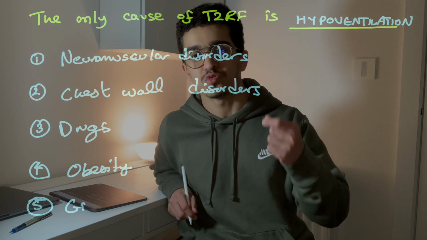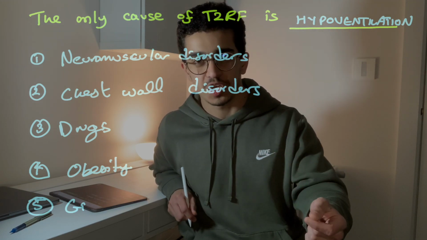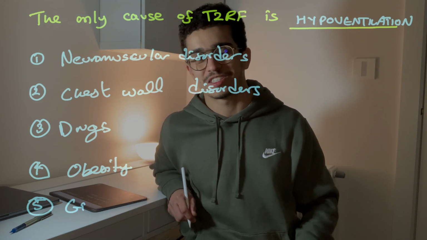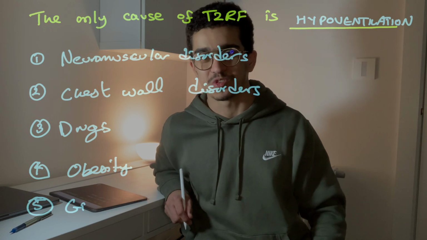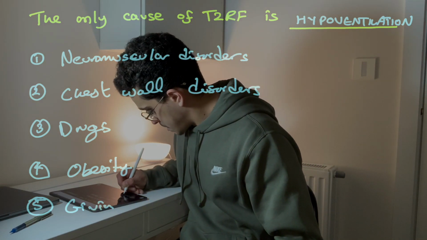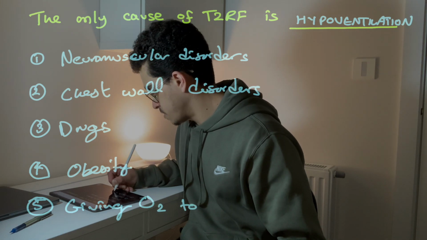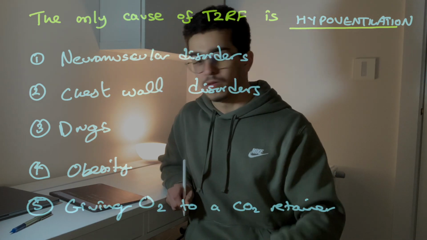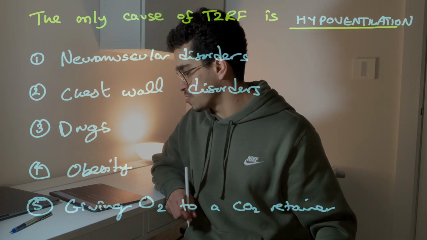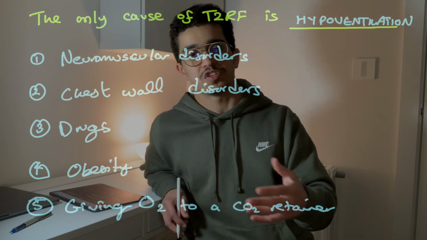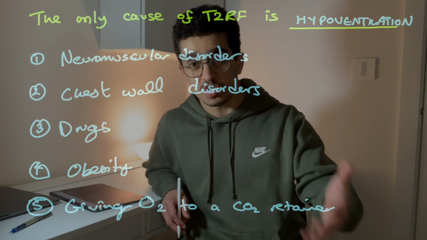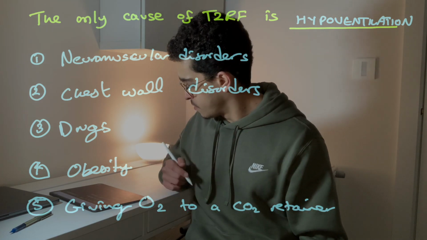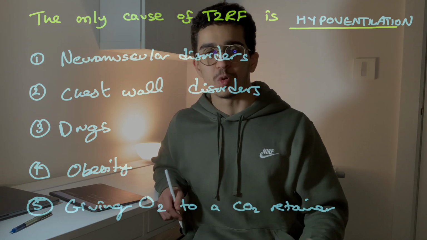Giving oxygen to someone who is retaining CO2 can cause hypoventilation. And we're going to explain how that happens in a separate video because this is really interesting. Okay? Giving oxygen to a CO2 retainer. So, neuromuscular disorders, chest wall disorders such as kyphoscoliosis, drugs such as opioids and barbiturates, obesity leading to sleep apnea, and lastly giving oxygen to a CO2 retainer.